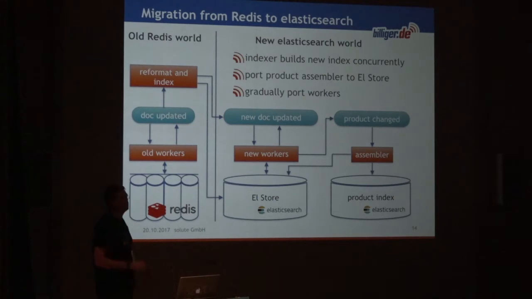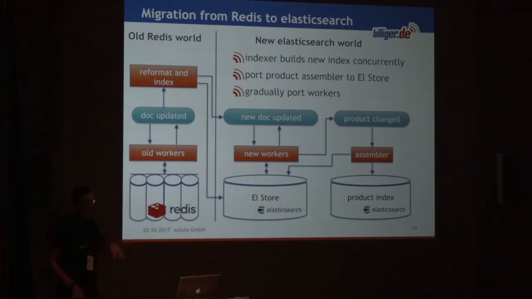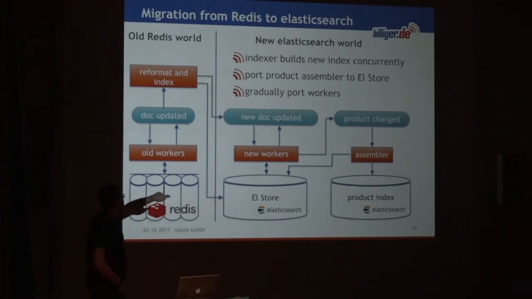Okay, so I told you, I will tell you about the migration. Actually, with the system that we have, just all the mechanics that I have put in place before is everything we need to do the migration. We add one additional worker, this reformatted index worker, that just checks any changes on the old sharded Redis and indexes it to our new Elasticsearch store, which we call the L store. On top of these, we can then just build our new infrastructure.